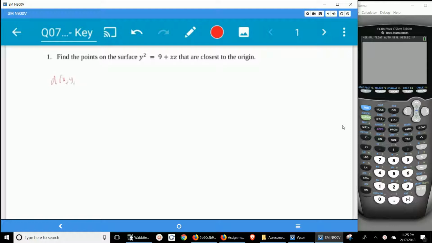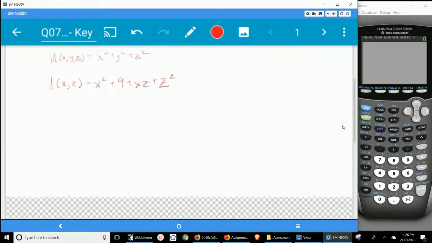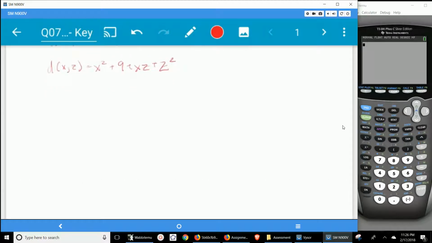So the squared distance is going to look like x minus, well, so x naught, y naught, z naught are all 0. So we're minimizing this thing where x, y, z is a point on the surface. Okay, but now we can sub out the y squared with this and reduce it to 2 variables. So that's the trick to it, and now you just set that tangent plane to 0.